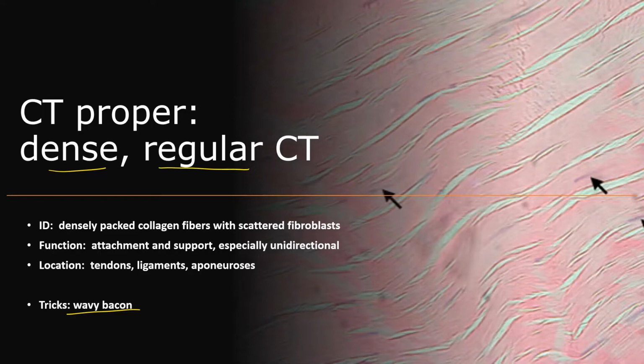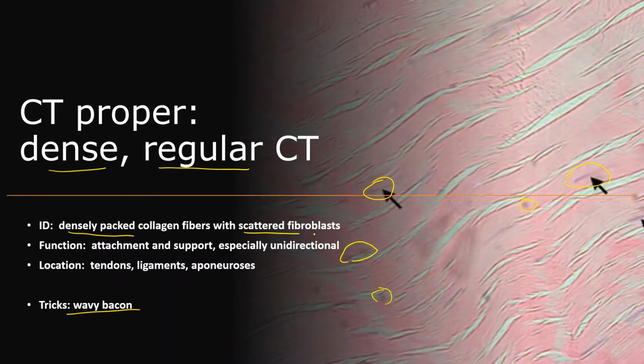Now I know that bacon is actually muscle tissue. I know that, but visually when I see this, I think of bacon and it triggers the idea wavy bacon. So if I see wavy bacon, I'm going to call this dense regular connective tissue almost immediately. So what am I looking at? Well, I'm looking at a densely packed tissue, but it's not densely packed with cells. In fact, the cells are very sparse. The arrows are pointing to them. There's a cell, there's a cell, here's a cell perhaps, there's a cell. They're not very many. Those are the fibroblasts.